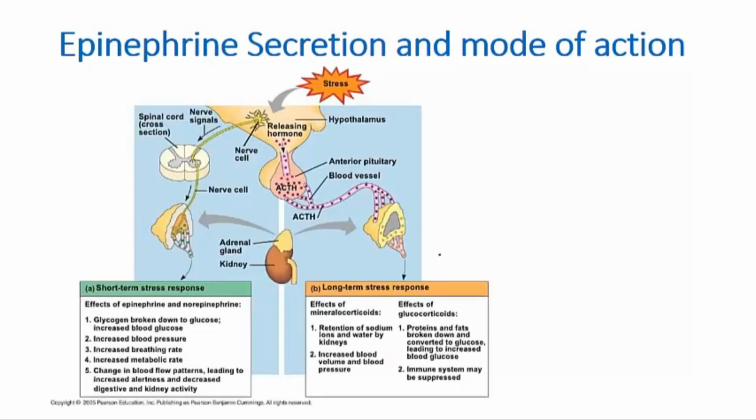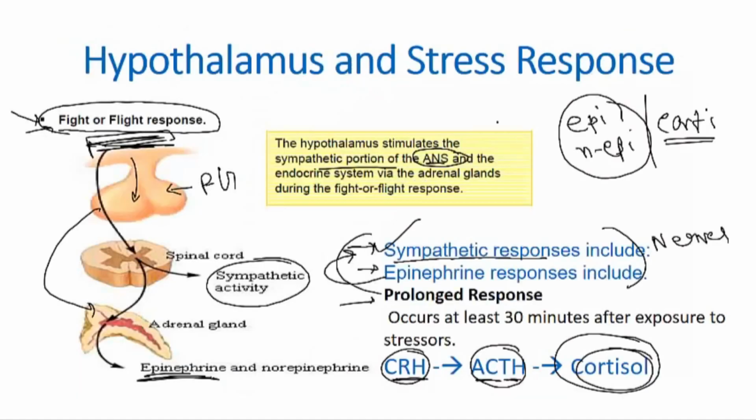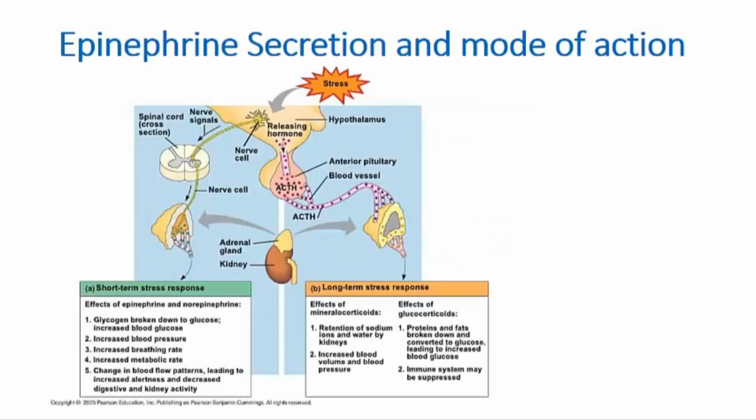Now if we look at the two different hormones and their functions related to the stress response, one is epinephrine and the other is cortisol. They work, not in opposition actually, they work toward the same goal, but in two different groups.